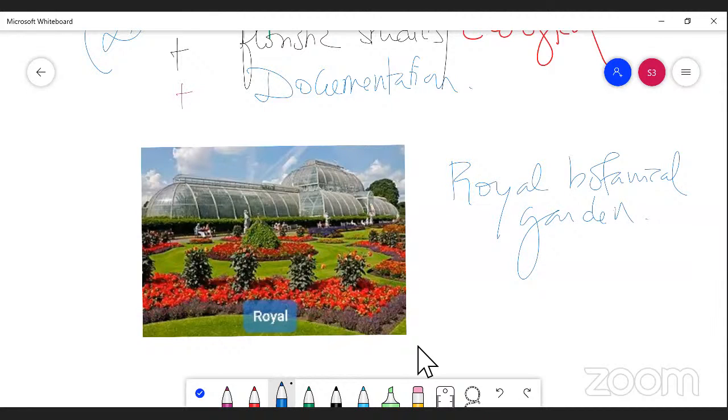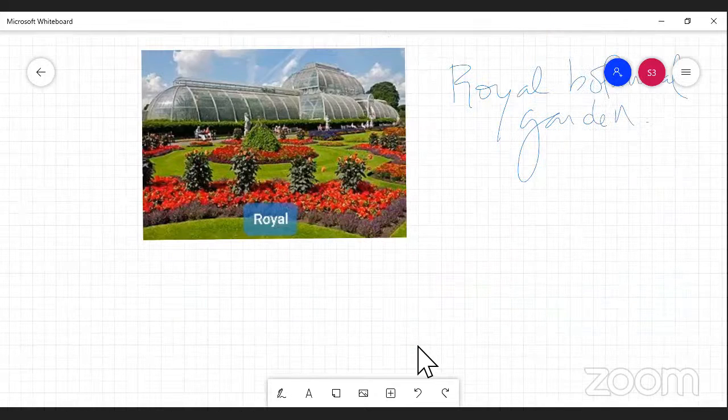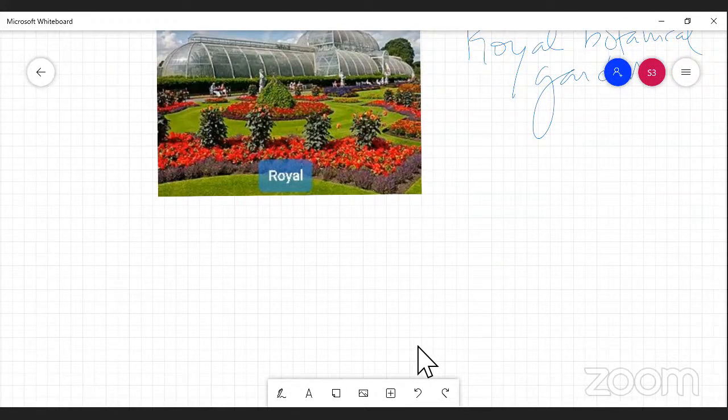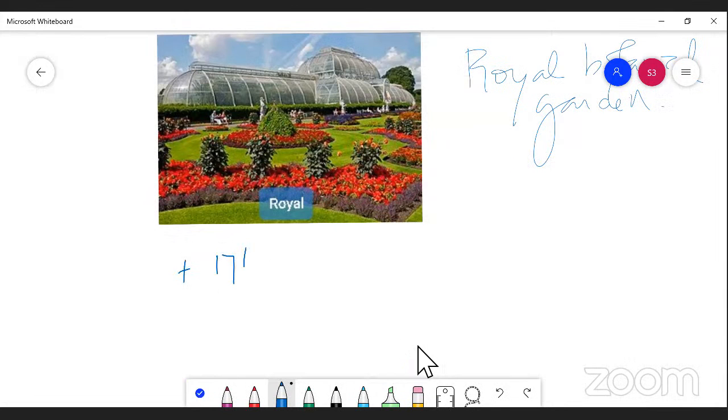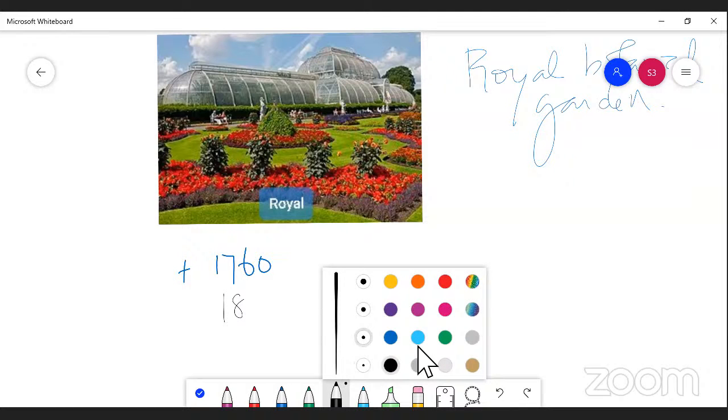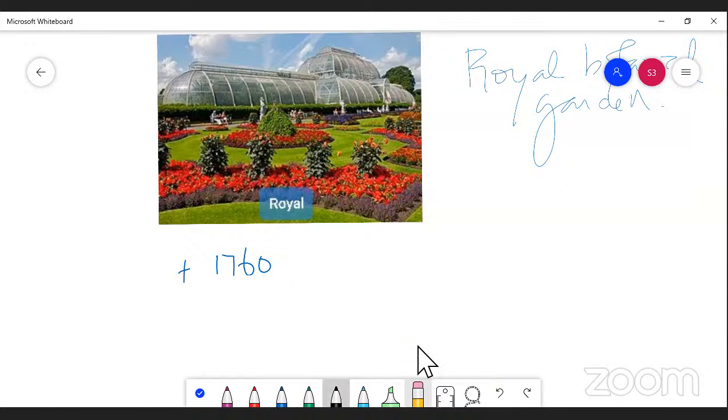It encloses almost. It was established in the year of 1760, but it was officially opened in the year of 1841.